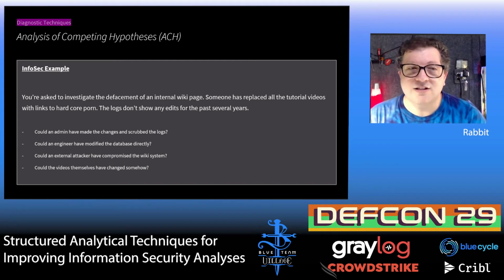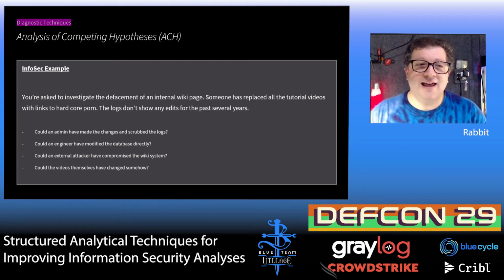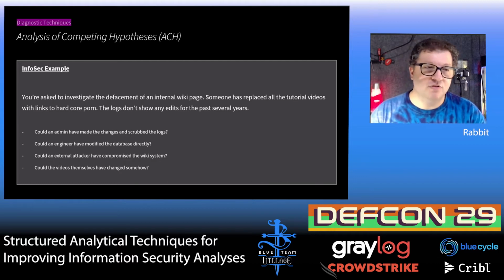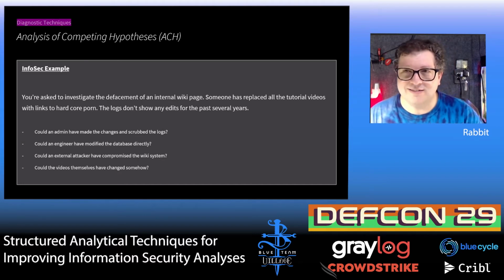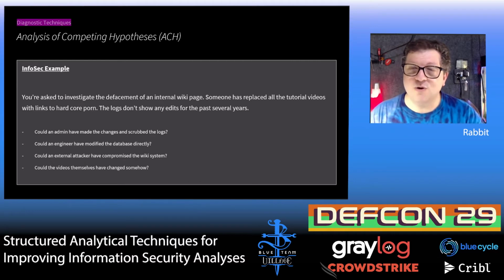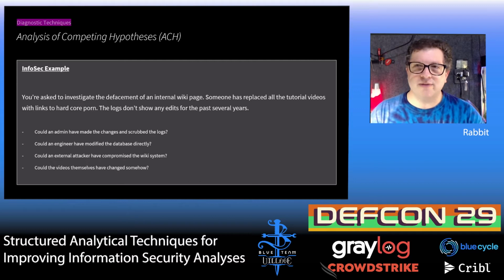Well, you might conjecture, could an admin have made the changes and scrubbed the logs? That might be possible. Could an engineer have made the changes in the back end, and that's why your logs don't match up? Could an external attacker have compromised the wiki system in some way that you don't know about yet? Or could the videos themselves have changed somehow?